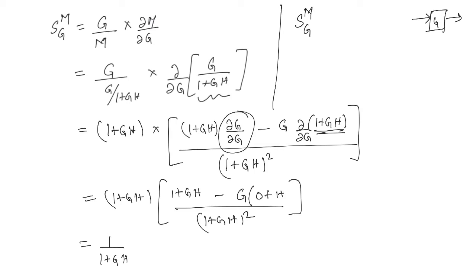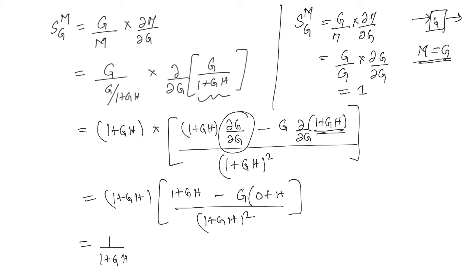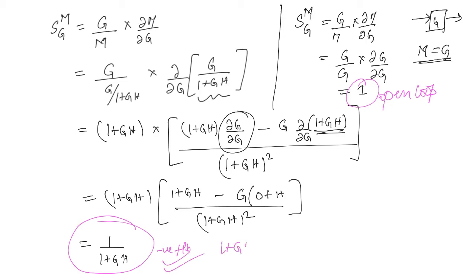So, for an open loop system, the transfer function is simply equal to G. So when you write G by M into ∂M by ∂G, then M will simply be G into ∂G by ∂G, which will be equal to 1. If you compare the sensitivity of a negative feedback closed loop system with an open loop system, you see that the sensitivity is lesser for a negative feedback system by a factor of 1 plus GH.